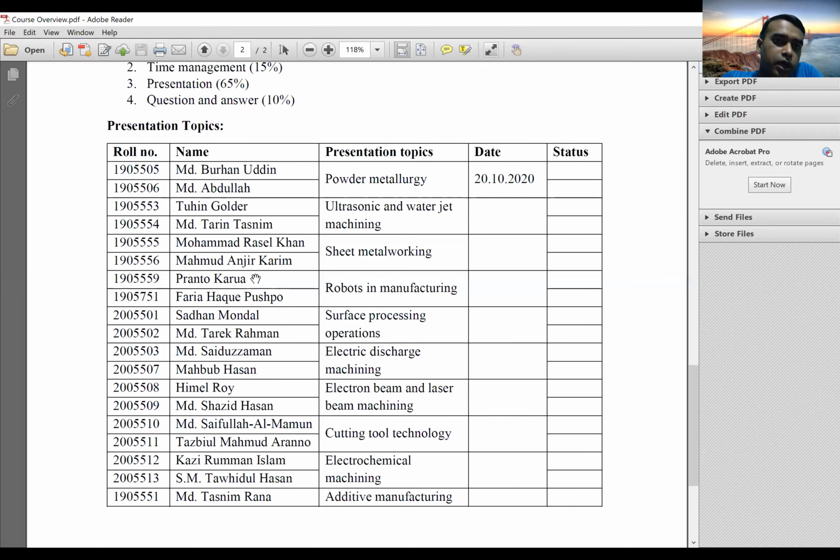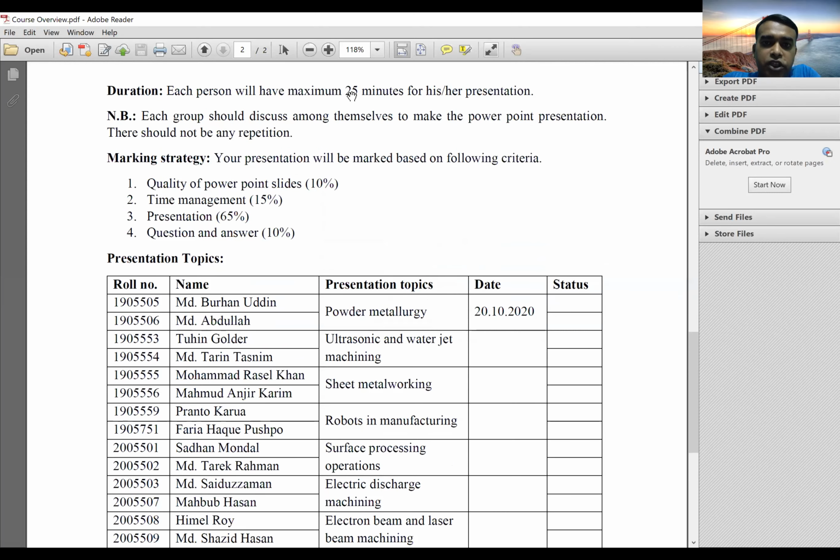Okay, so for the presentation, this is the presentation distribution. The first one is Mohammad Burhanuddin and Abdullah. You will be conducting a lecture. There will be time of only 25 minutes for each person. So altogether, it will take 50 minutes to give one lecture about powder metallurgy.